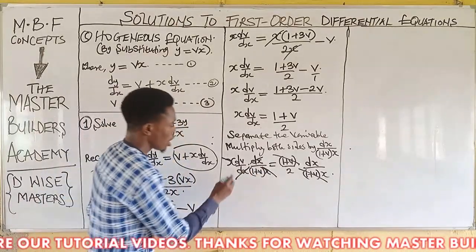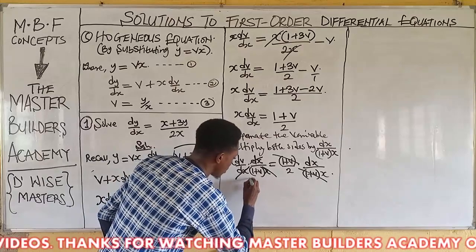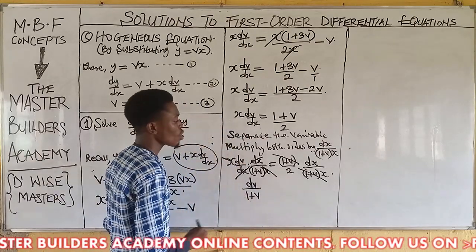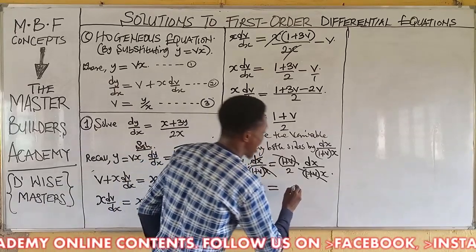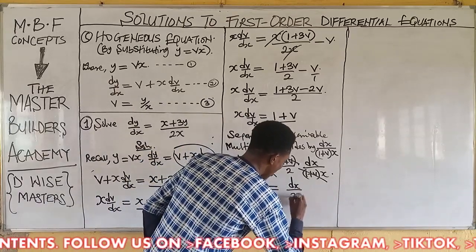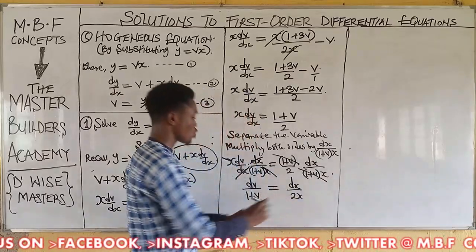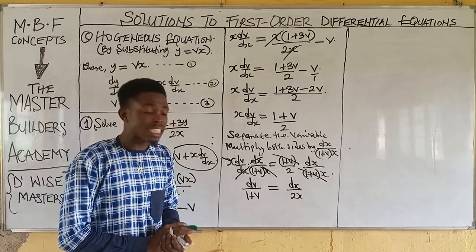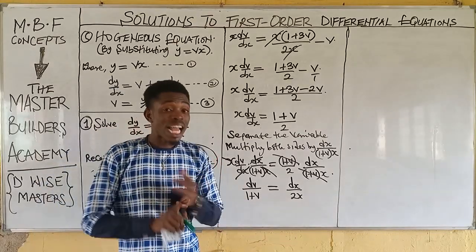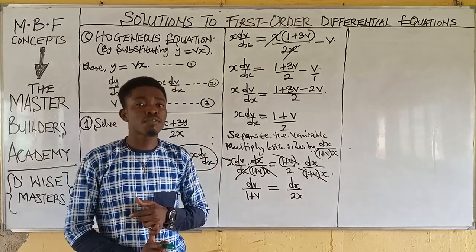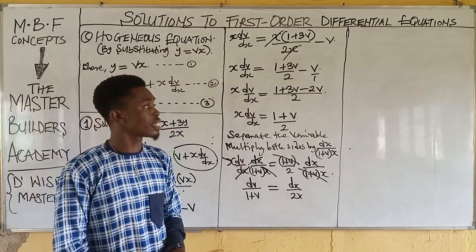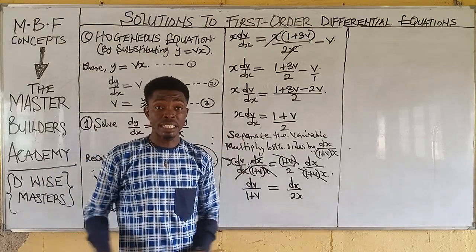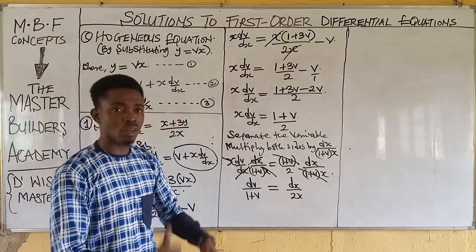Hope this is gotten. Now all that we have left here is dv over 1 plus v, while at the right hand side we have dx over 2x, 2 multiplied by x. This is what we have here. Now we have successfully separated the x function from the v function. Now we can introduce our integral, and hence we will integrate. That's all. Once you are able to separate the variables, then you can integrate.